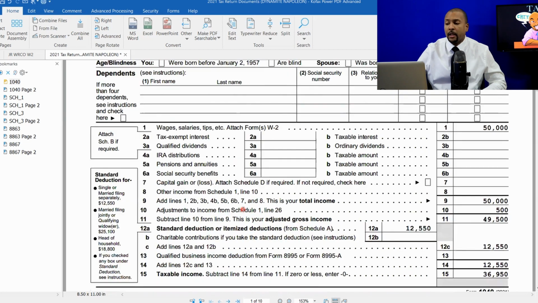So next we move on to line 1, and this is where he reports his $50,000 worth of wages. If he had other sources of income such as interest, which would have been reported on a 1099-INT, or dividends, which would have been reported on a 1099-DIV, or pension or social security income, they would be reported. However, he has none of those income sources, so we'll move on.